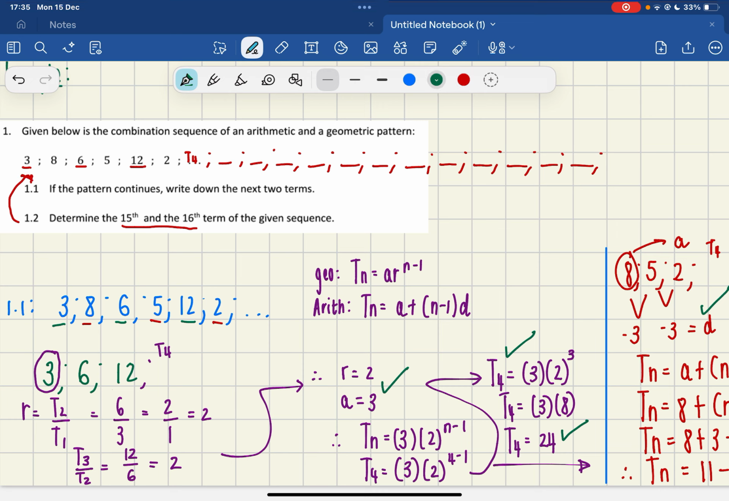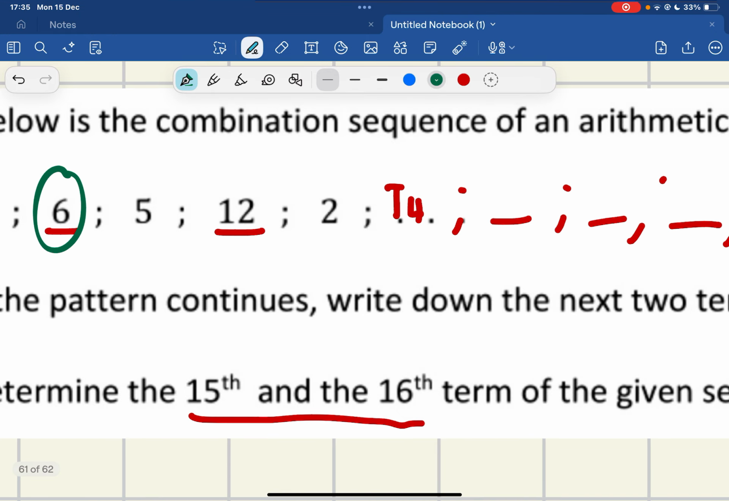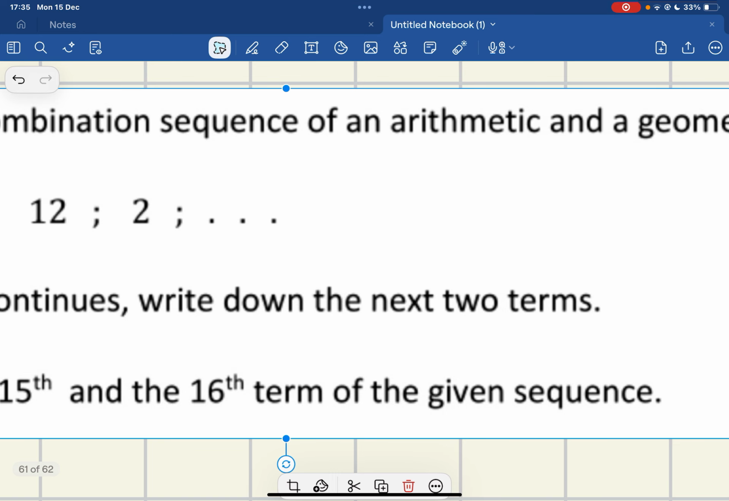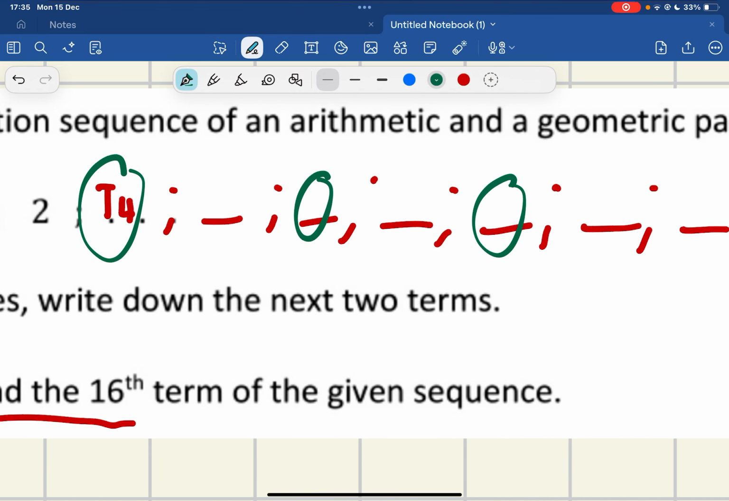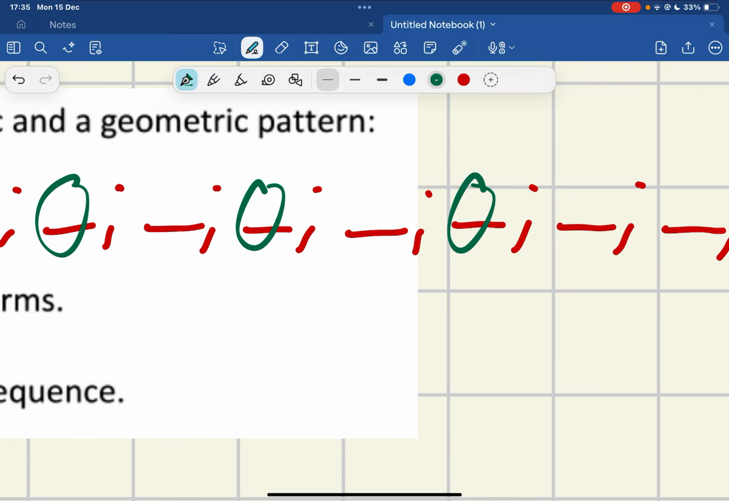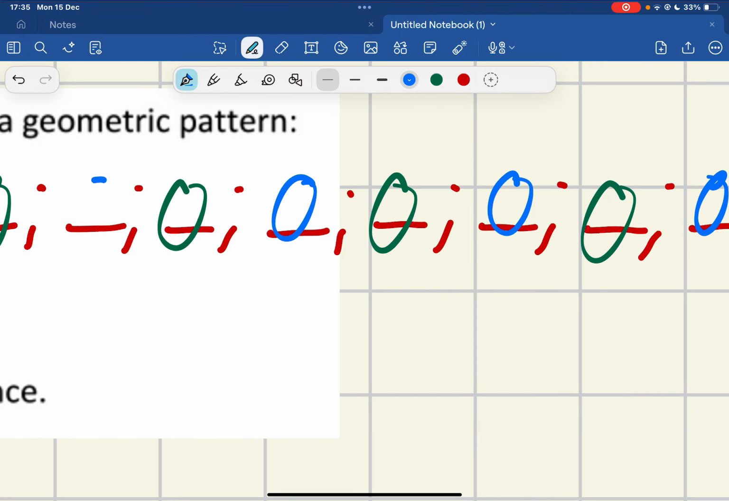Now, let's see what would fall under arithmetic and what would fall under geometric. So remember, we already said that anything with the pattern that coincides with the 3 was geometric, right? So I'm going to quickly color in green anything that would be geometric. So this would be geometric, geometric, geometric, geometric, geometric, geometric, geometric, geometric, and geometric. And anything that would be arithmetic would be in blue. Arithmetic.